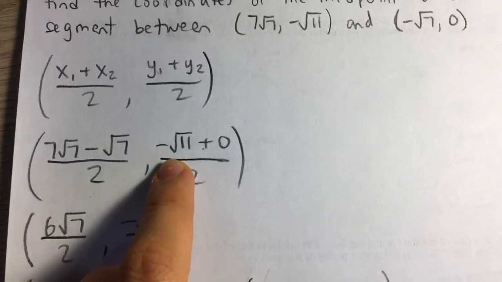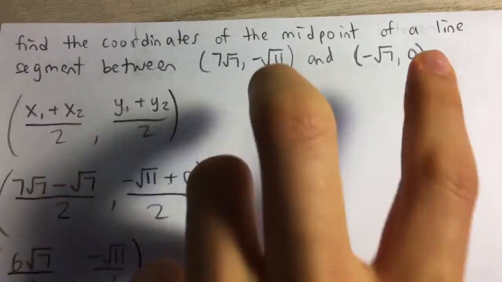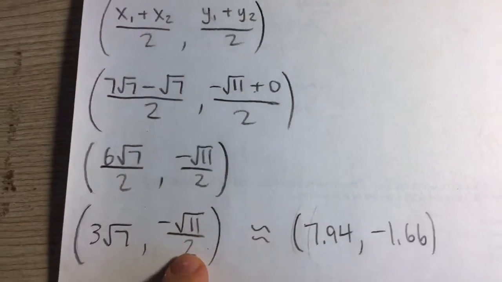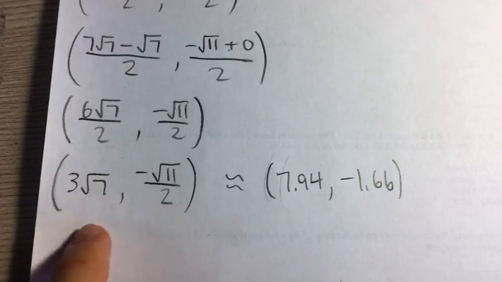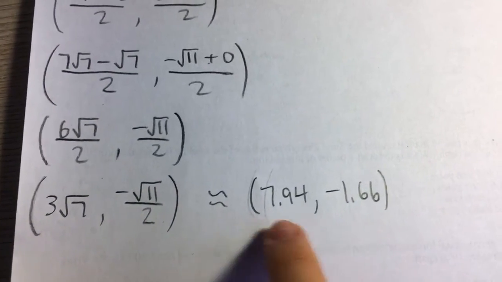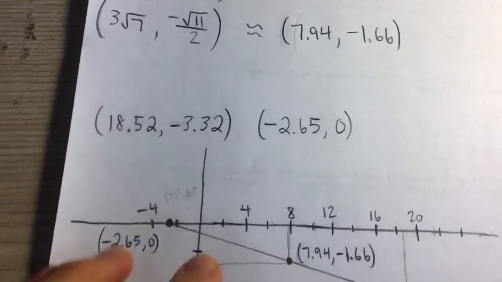And over here we have the y values, negative root 11 and 0. We add them, divide by 2, and you can't really simplify this further. And so this is our midpoint, which can be approximated in decimals as 7.94, negative 1.66.